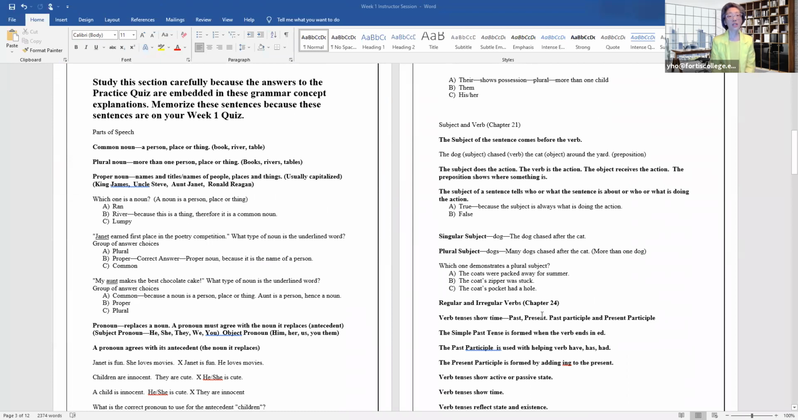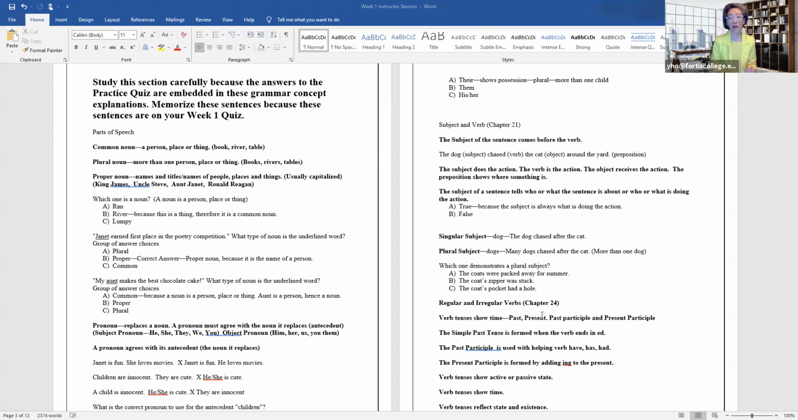Study this section carefully because the answers to the practice quiz questions are embedded in these grammar concept explanations. Memorize these sentences because they are on your week 1 quiz. The very first thing we're going to learn about is, what is a noun? A common noun is a person, place, or thing. A book, river, table. All of these are known as common nouns because they are a person, place, or thing.